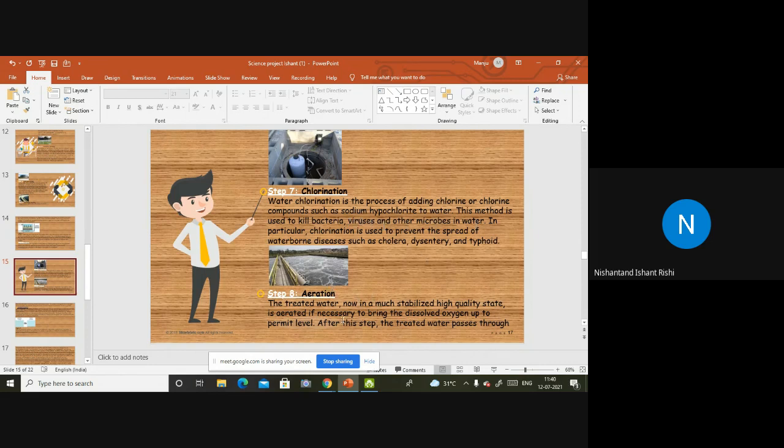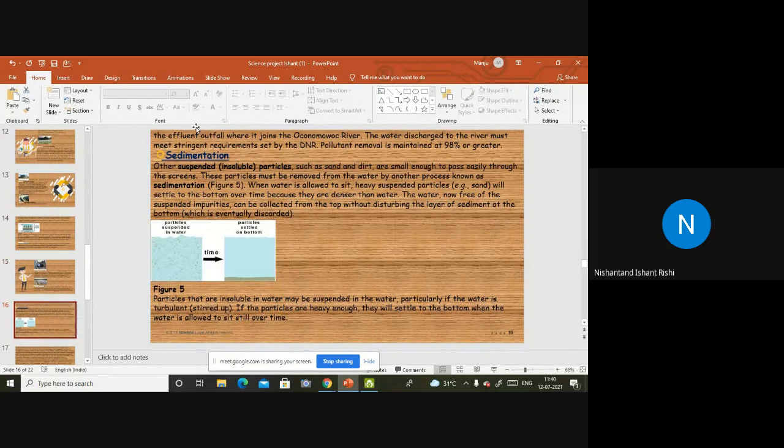Step 8, aeration. The treated water, now in a much stabilized high quality state, is aerated if necessary to bring the dissolved oxygen up to the high permit level. After this step, the treated water passes through the effluent outfall where it joins the river. The water discharged to the river must meet the stringent requirements set by the DNR. Pollutant removal is maintained at 98% or greater.